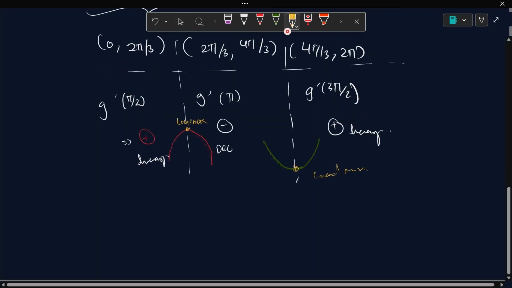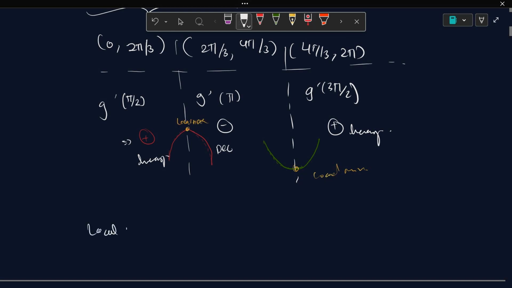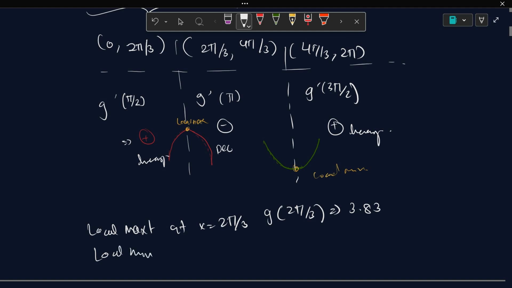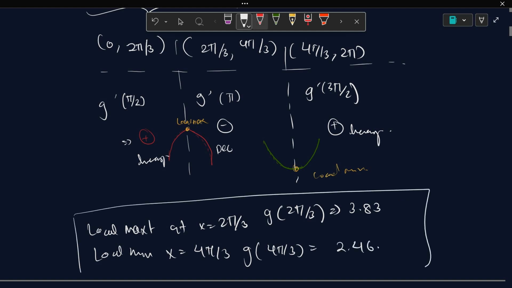So these are your minimum and maximum. You can write your final answer: local max at x equals 2 pi over 3, and this time you put it into the original expression to figure out the actual y value, which gives you 3.83. Your local min exists at x equals 4 pi over 3, this was the critical point that we had. If you plug this into the original function, that ends up giving you 2.46, and that completes your answer. Thanks for watching. Bye.